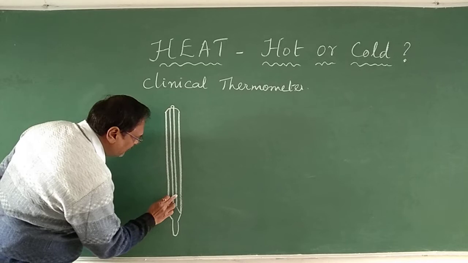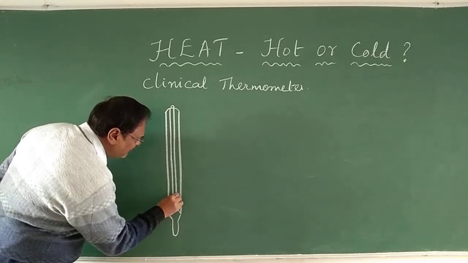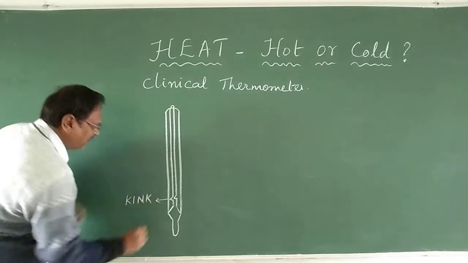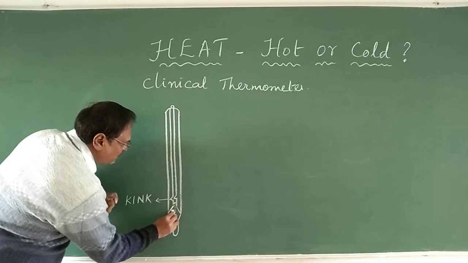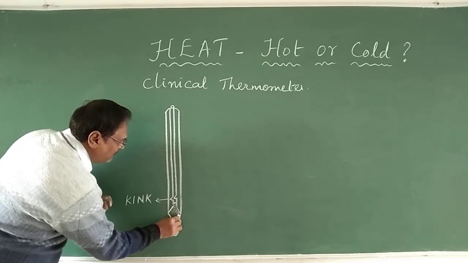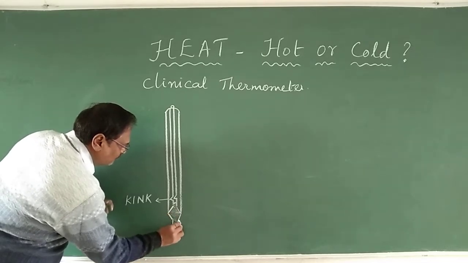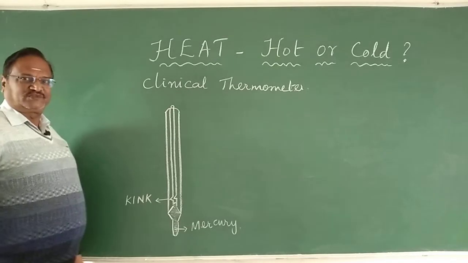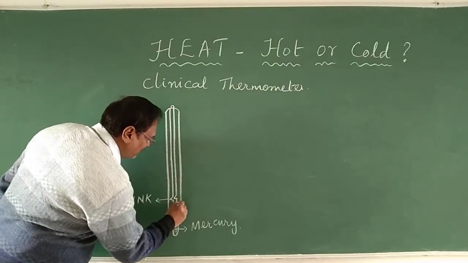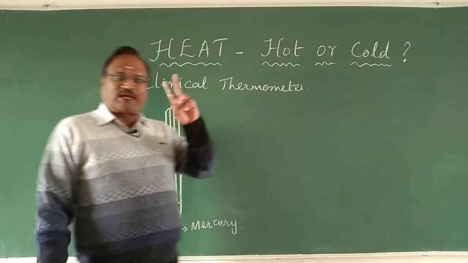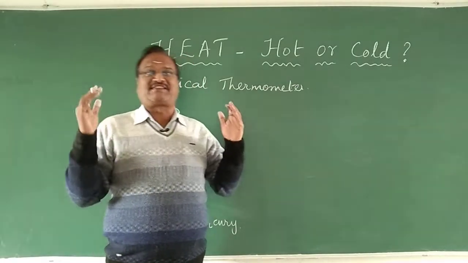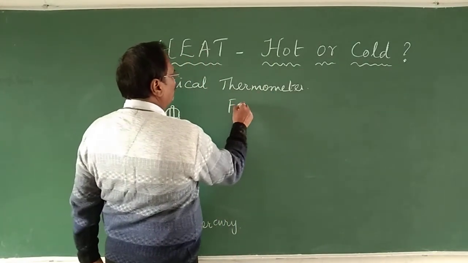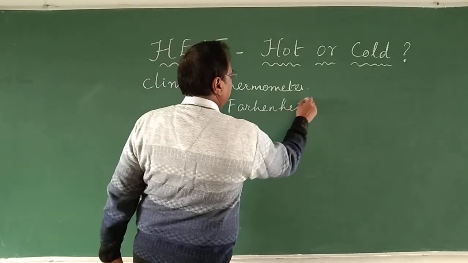And in addition to that, in the clinical thermometer, there is a small bend here, right? There is a small bend, and this bend is called kink. Now mercury is the liquid which we are going to use in this thermometer, right? This is mercury. This is the bulb. Inside the bulb there is mercury. And here you will have a scale, right? The temperature scale will be there. You have two types of scale. One is called Fahrenheit scale and another is called Celsius scale, right? Now first, in this clinical thermometer we use Fahrenheit. Fahrenheit is a scientist name, okay?